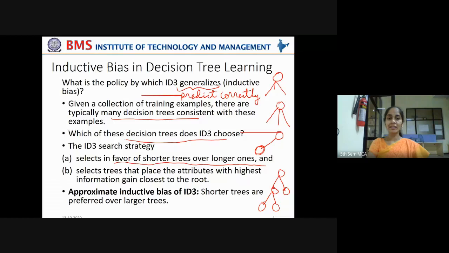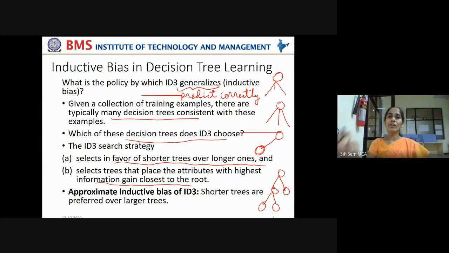And what is its second strategy? It selects trees that place the attributes with the highest information gain closest to the root. Correct? That is the essence, or the flavor, of this decision tree algorithm. Without this, we come up with lots of decision trees. Without the second strategy, the ID3 algorithm will find lots of decision trees suitable for the training examples, but all decision trees can be considered, right?